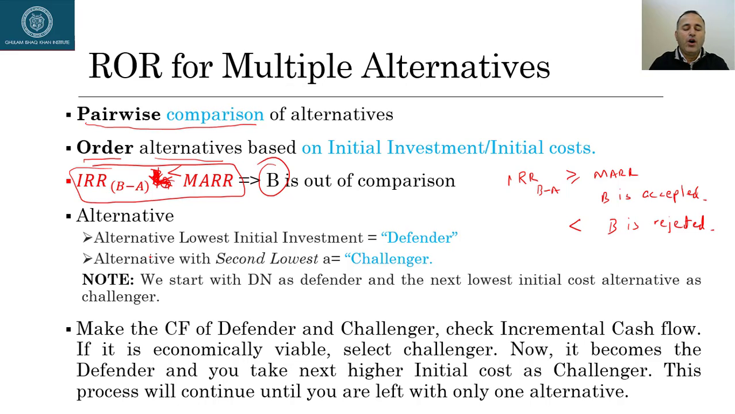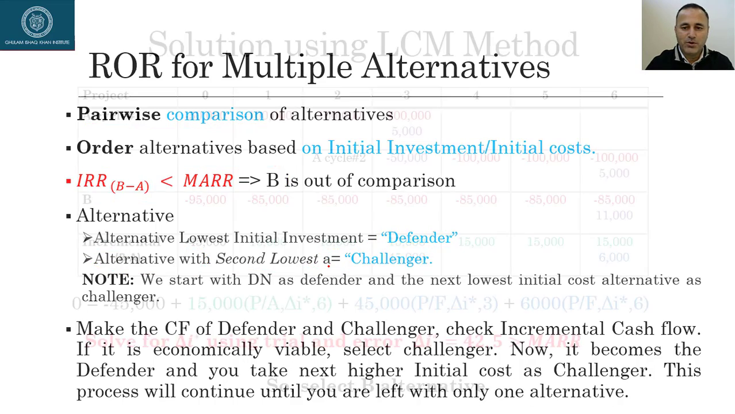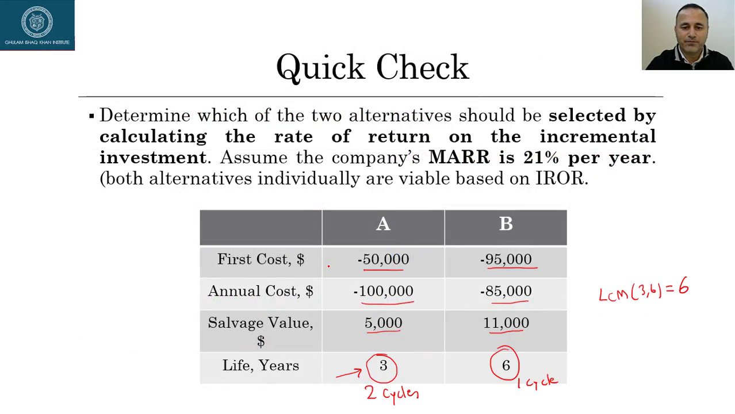Now, how do we compare alternatives? There are different terminologies here. The alternative with the lowest initial investment is called the defender in the analysis. But there is another alternative which has the second lowest investment. It's the challenger. So let me go back to my previous example.